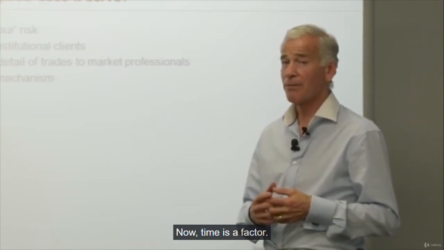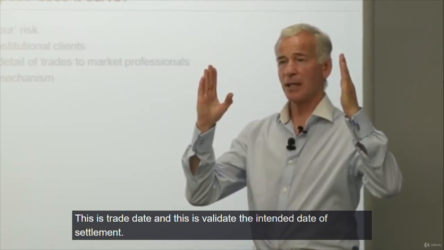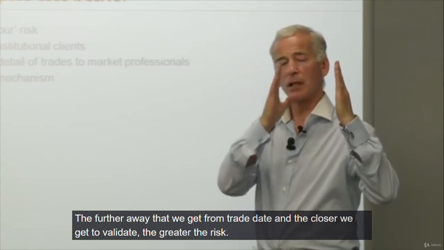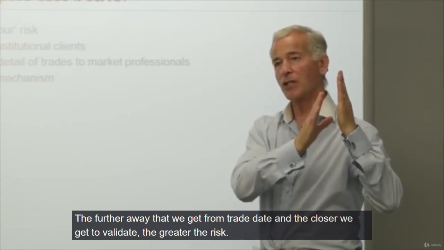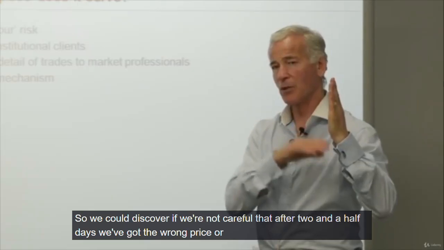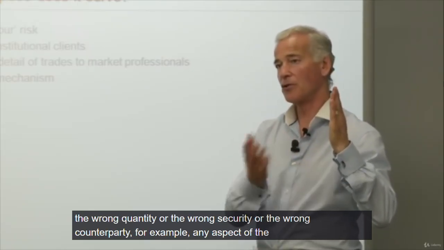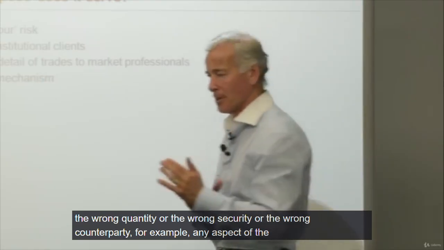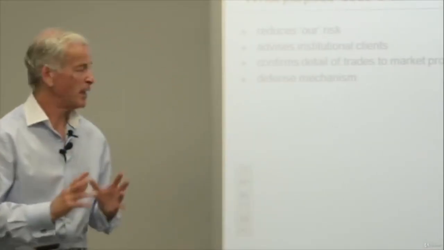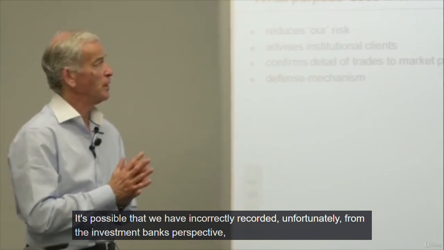Now, time is a factor. If this is trade date and this is value date, the intended date of settlement, the further away that we get from trade date and the closer we get to value date, the greater the risk. So we could discover, if we're not careful, that after 2.5 days we've got the wrong price or the wrong quantity or the wrong security or the wrong counterparty, for example. Any aspect of the trade skeleton, it's possible that we have incorrectly recorded, unfortunately.